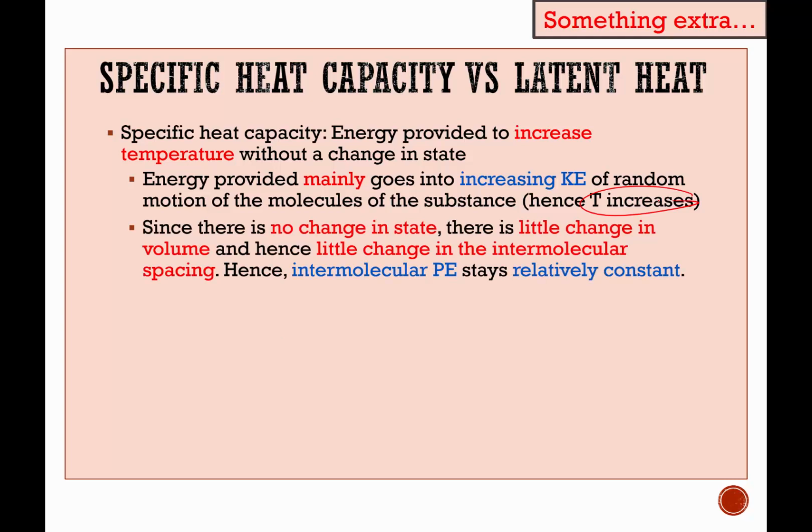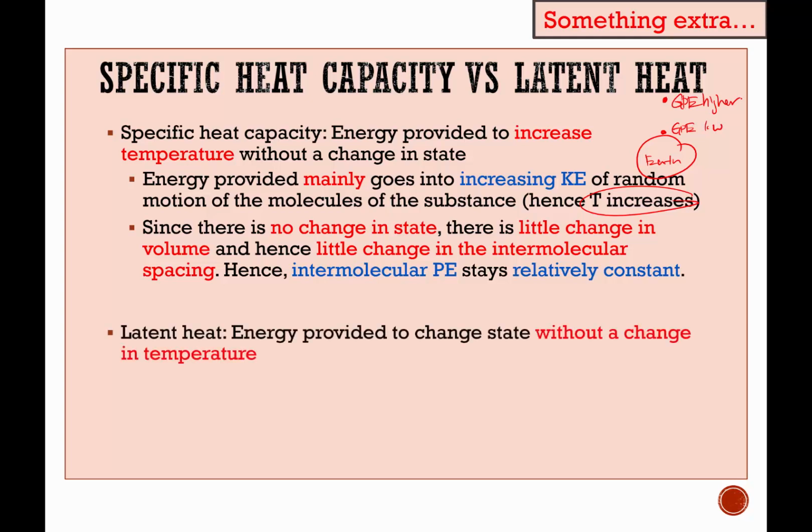And when the volume doesn't change much, that means the intermolecular spacing didn't change much as well. So the molecules are still relatively equally spaced apart. And this is why intermolecular PE stays relatively constant. Let me help you understand this a little bit. If you imagine GPE, if I have something that is really near Earth, we say that the GPE is low. But if I project this thing higher up into the vertical sky, then we will say that the GPE has increased. So essentially, GPE increases when two objects are further apart. The same goes for intermolecular PE. Intermolecular PE also increases when the molecules are further apart. And that is why, when there's no change in state and therefore no change in volume, and therefore not much change in the intermolecular spacing, I can conclude that intermolecular PE stays relatively constant.